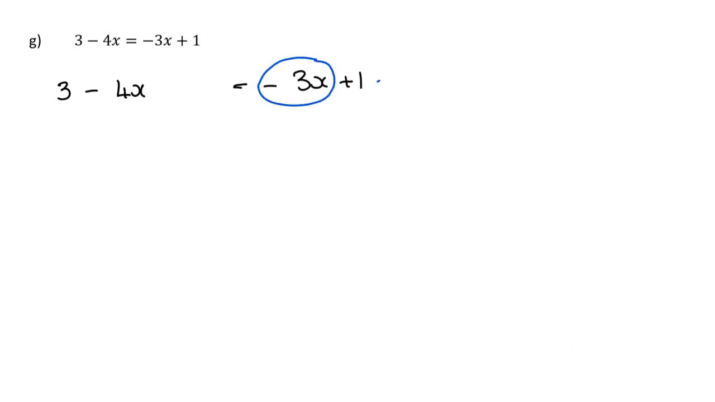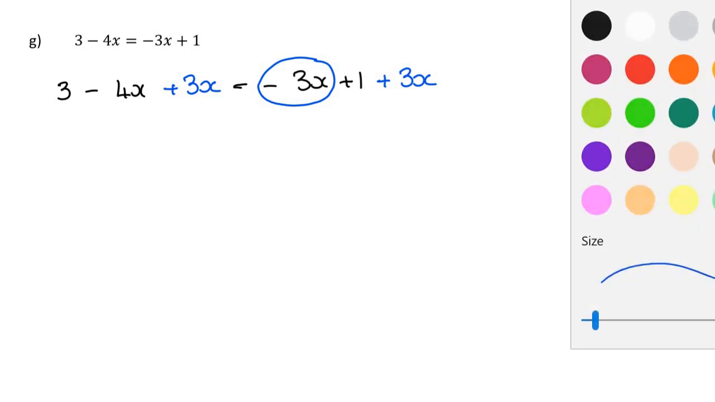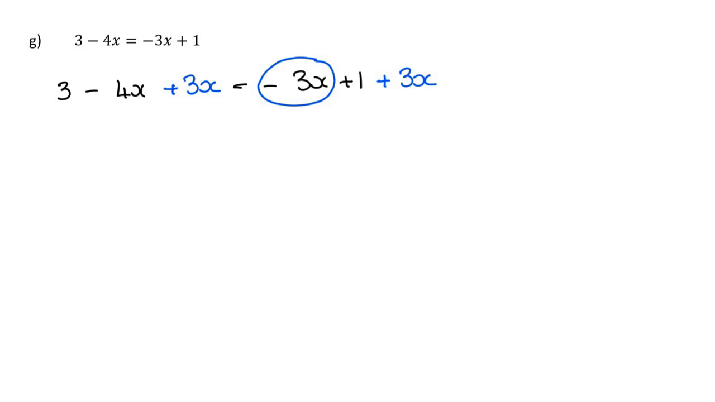Minus 3x. So I'm going to add 3x, inverse operations, but what I do to one side, I do to the other side. I pause to add like terms, so this is 3 minus 4x plus 3x is minus 1x. These two are like terms, so I add them together and they disappear to just 1.